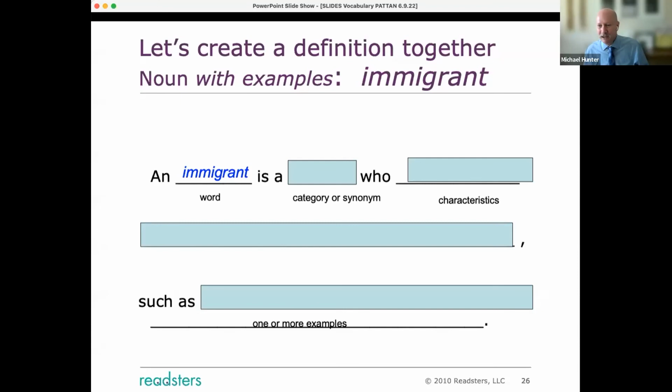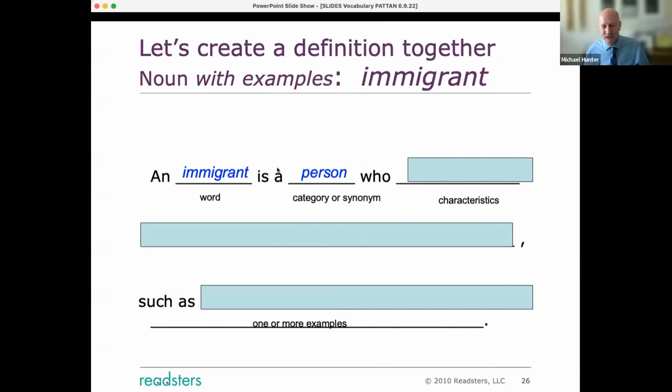Okay, I think those are some great ones. Individual works too. I think all of those would work. So we have an immigrant is a person, individual, a human being. And now we're going to talk about what do they do, or what kind of special person is an immigrant? What makes them different from other persons?